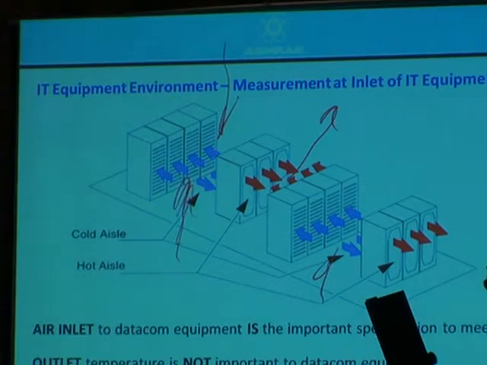So the only thing that IT manufacturers are concerned about is the air inlet. We do not care about what comes out the back of a rack. Other people in the data center may care about it, but the IT manufacturers, the only 4 things we're concerned about: temperature, humidity, particulate, gaseous contamination. 4 things.